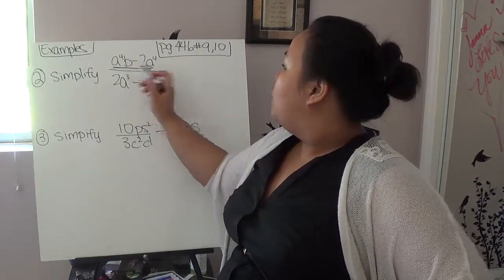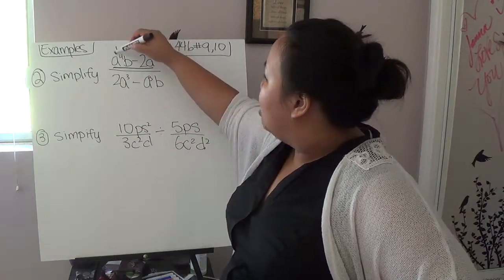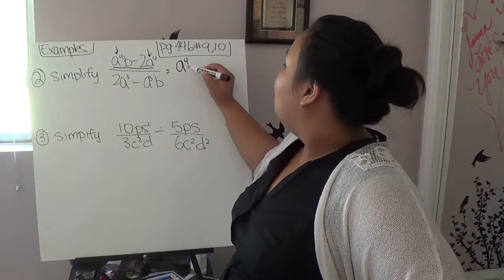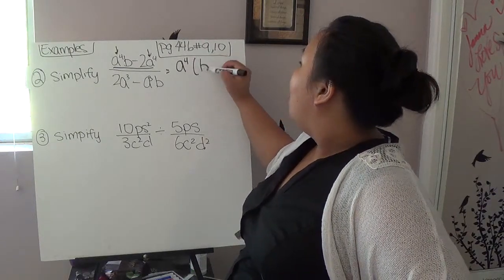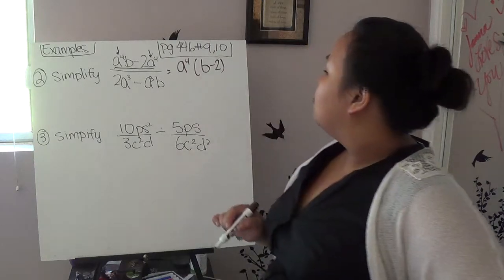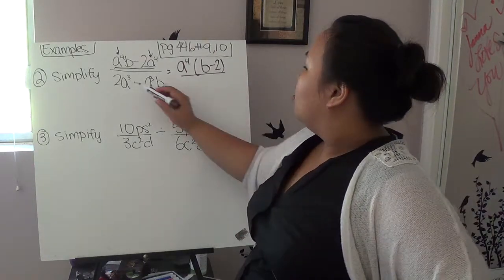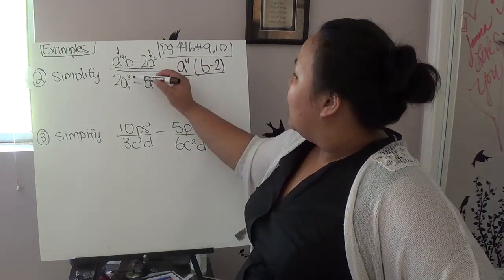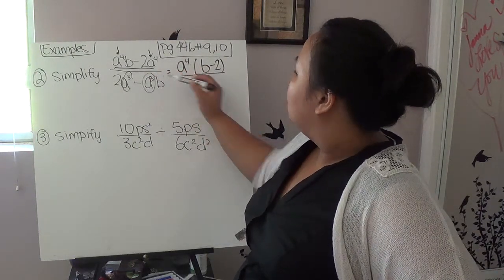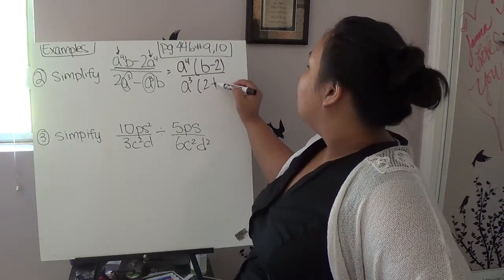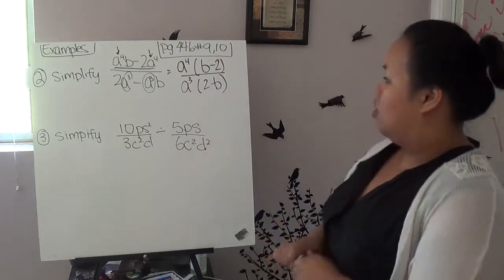Okay, what do both of these terms have in common? They have an a to the 4th. Do you see that? So I'm going to take out an a to the 4th. If I take out an a to the 4th, I'll have b minus 2 left over. What about here? Here I have a to the 3rd and a to the 3rd. So I'm going to take out a to the 3rd here, and I'll have 2 minus b right here.